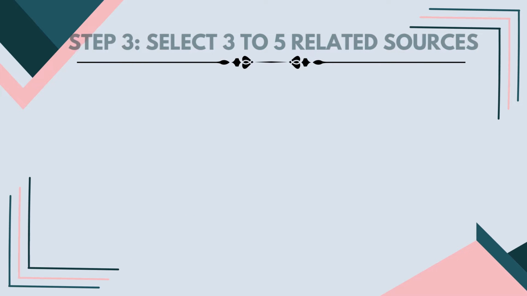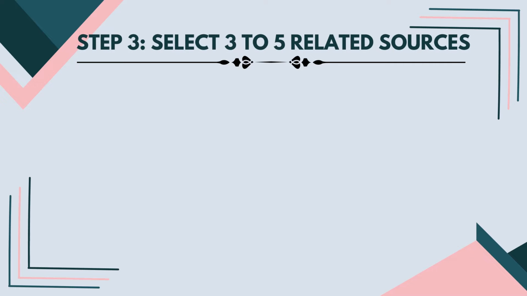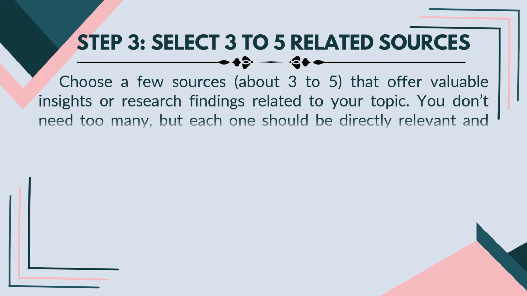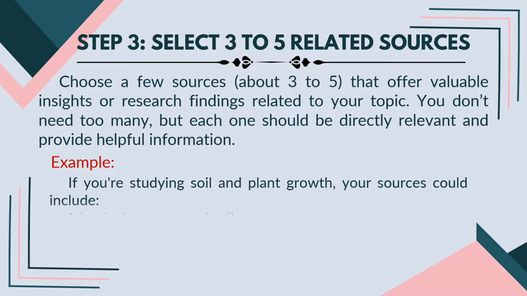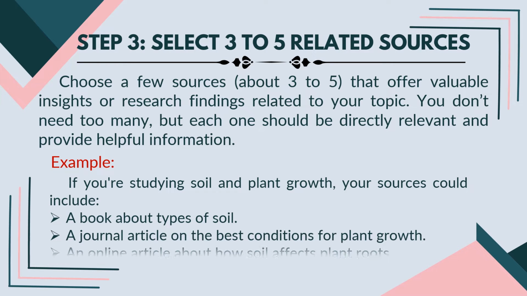Step 3. Select 3 to 5 related sources. Choose a few sources, about 3 to 5, that offer valuable insights or research findings related to your topic. You don't need too many, but each one should be directly relevant and provide helpful information. Example: if you're studying soil and plant growth, your sources could include a book about types of soil, a journal article on the best conditions for plant growth, and an online article about how soil affects plant roots.